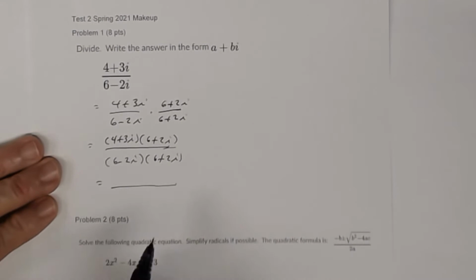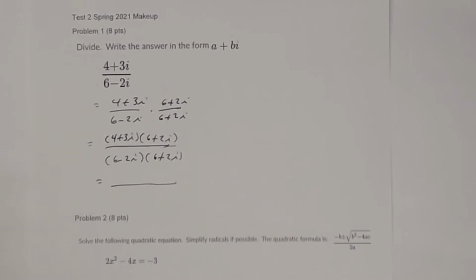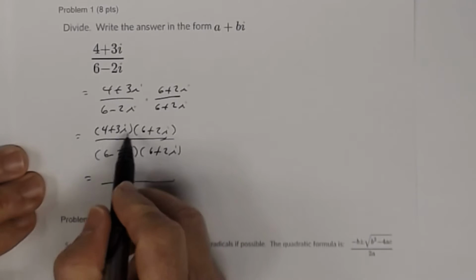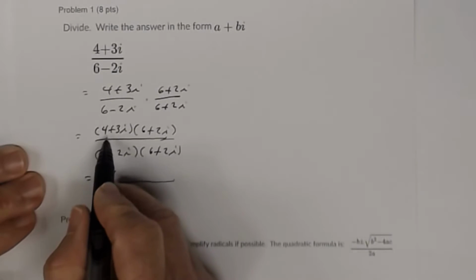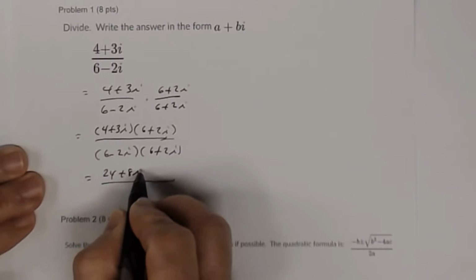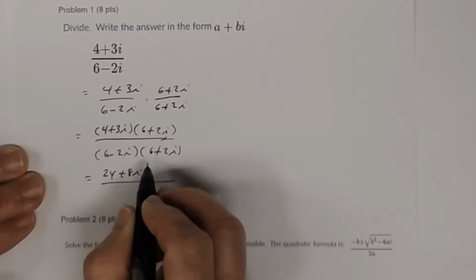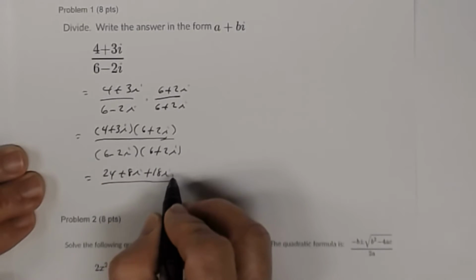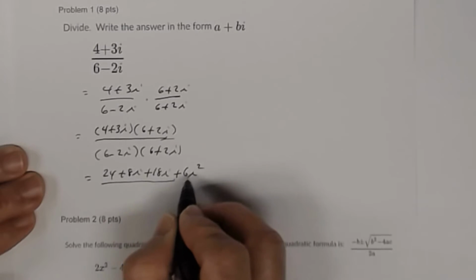So when I FOIL that, let me go ahead and expand this. I'm going to get 4 times 6 is 24. The outer, 4 times 2i is 8i. The inner, 3i times 6 is 18i. And then 3i times 2i is 6i squared.